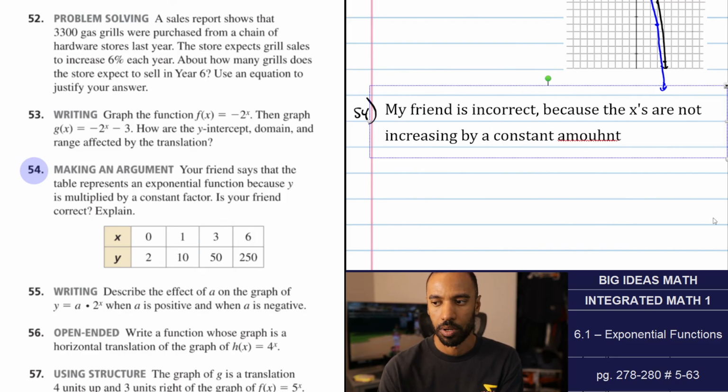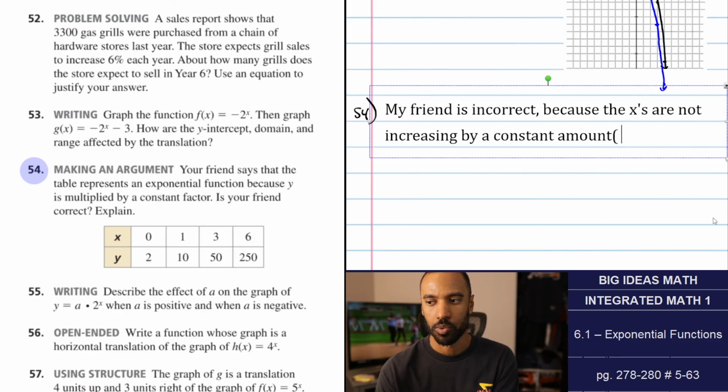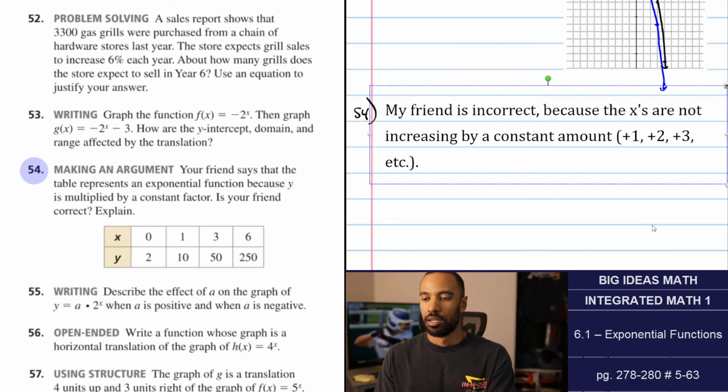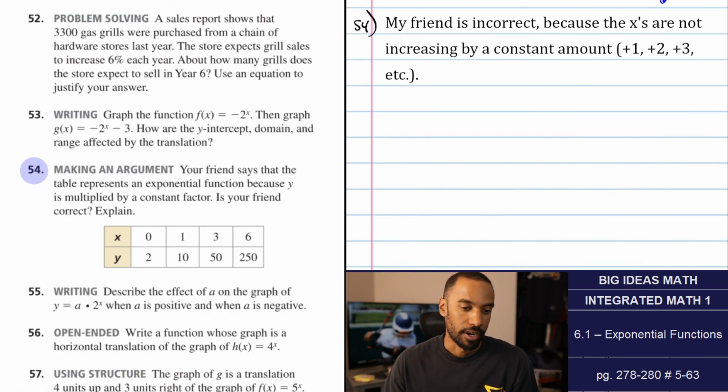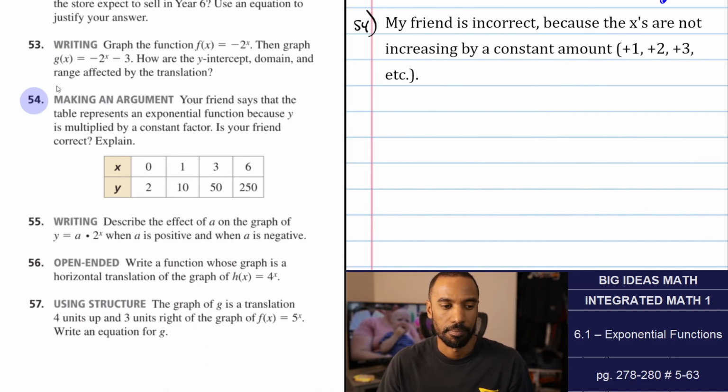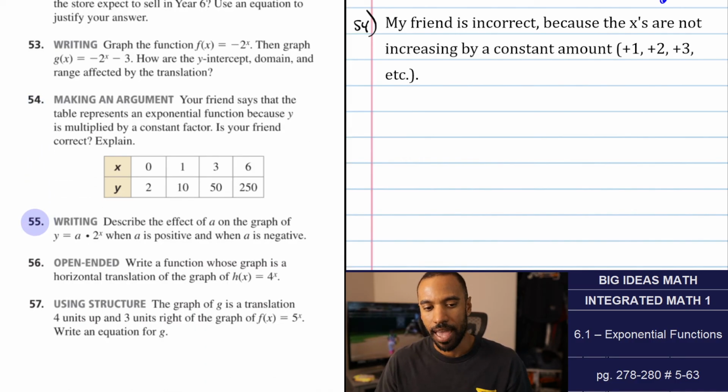And I'll just write the +1, +2, +3. If it was +1, +1, +1, or +2, +2, whatever, like that, that's fine. Therefore, it's not exponential. I don't know what it is. It's not exponential. There's a pattern. Doesn't make it exponential. Number 55, writing. Describe the effect of a on the graph of y equals a times 2 to the x when a is positive and when a is negative.